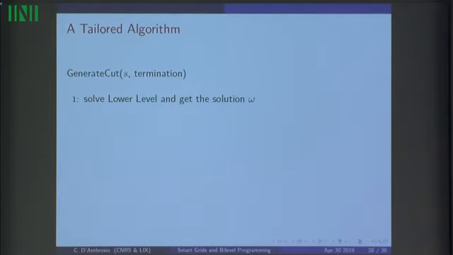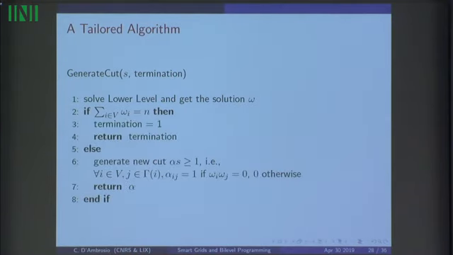Now the generation cut procedure looks like this. We solve the lower level, so we get an S as an input, and we solve the sub-problem concerning the observability, and we get the observed nodes. If the sum of the observed nodes is equal to n, then we are done. So we found a solution. Otherwise, we generate a cut, and the alphas of this cut will be equal to 1 only if one of the two nodes ij is not observed, 0 otherwise.